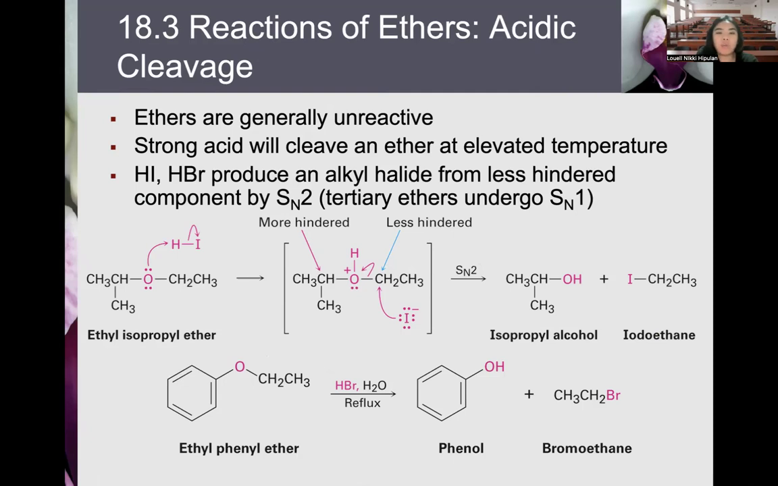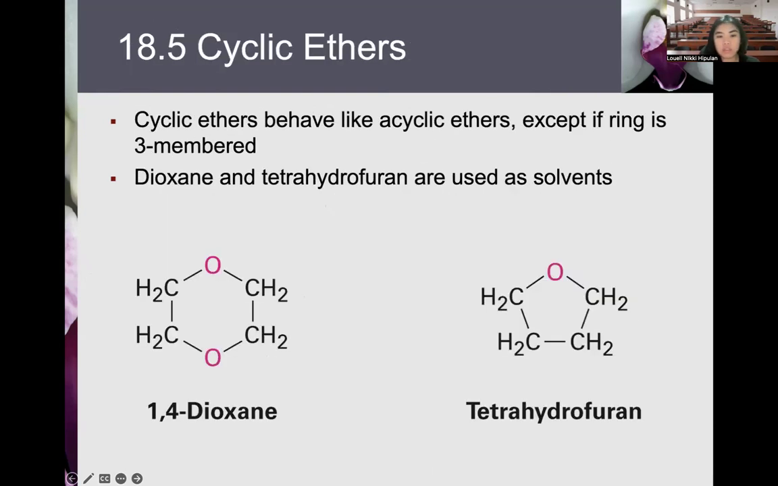If it's primary or secondary, it will undergo SN2. But if it's tertiary, it will undergo SN1. So this is the product. You have an alcohol. Then you have your iodoethane.